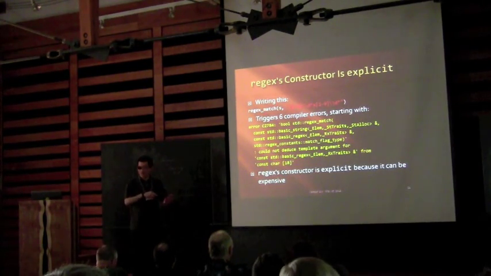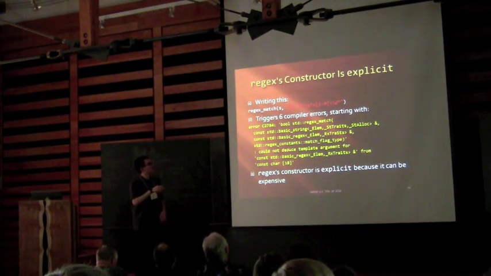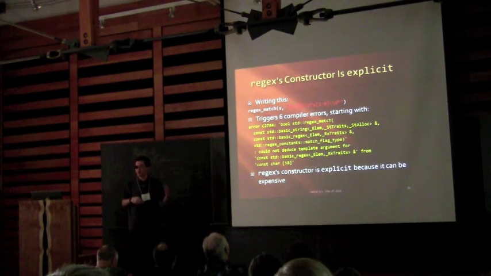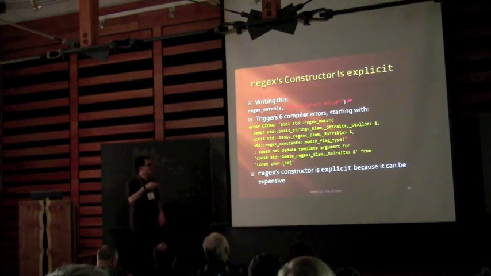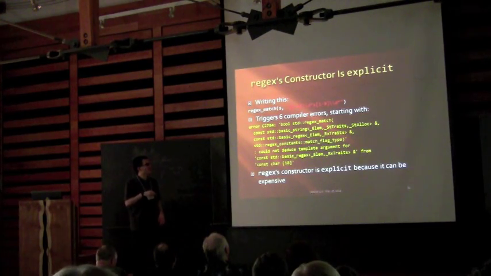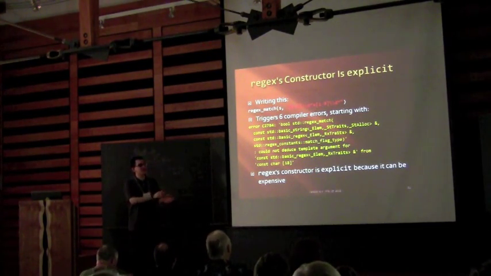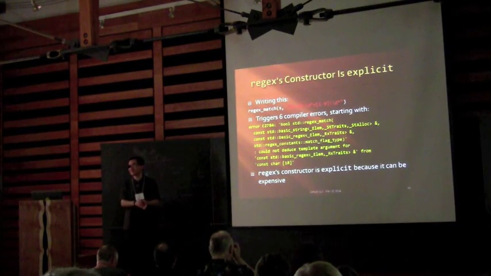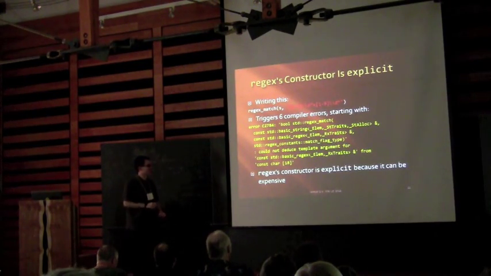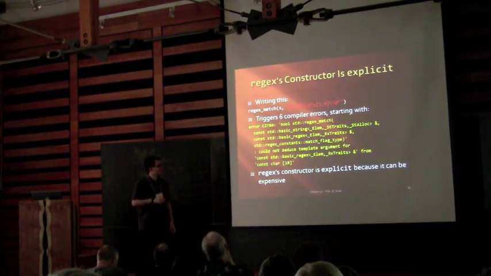Hypothetically, if regexes had an implicit constructor from strings, then regex match would also have been overloaded on const char stars and strings, and this would work. So the compiler can't really imagine what the standard committee would have done if regex's constructor was implicit. Hence this extremely confusing error.